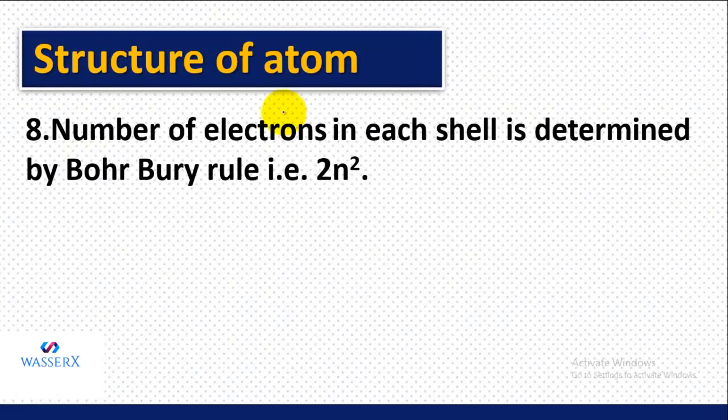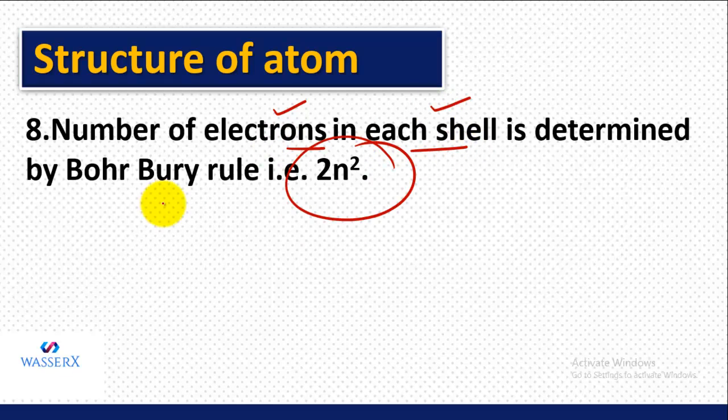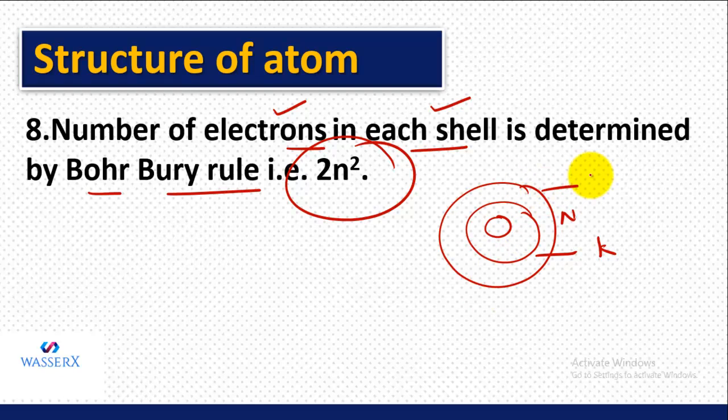So the question now is how many electrons will be there in any shell. Are the shells randomly filled, or are there certain specified numbers of electrons that can be present? So yes, according to Niels Bohr, the number of electrons in each shell is given by a specific rule, that is the Bohr-Bury rule. So like, this is the nucleus, and these are the shells. Let's say this is the K shell. This is the L shell, right?